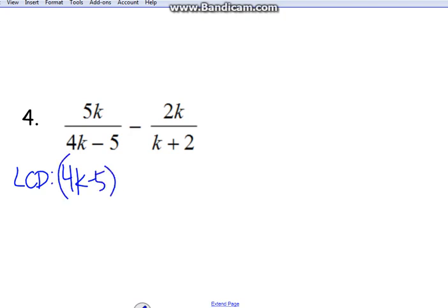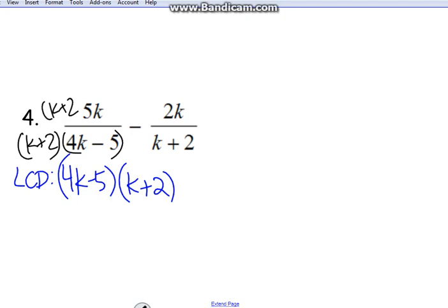Multiply the denominators, just like we put as that asterisk by step 2. 4k minus 5 times k plus 2. There we go. That means this fraction is missing that k plus 2 part. Multiply it to both top and bottom. This one is missing the 4k minus 5 part. Now our denominators are identical, and we can go ahead and move forward.